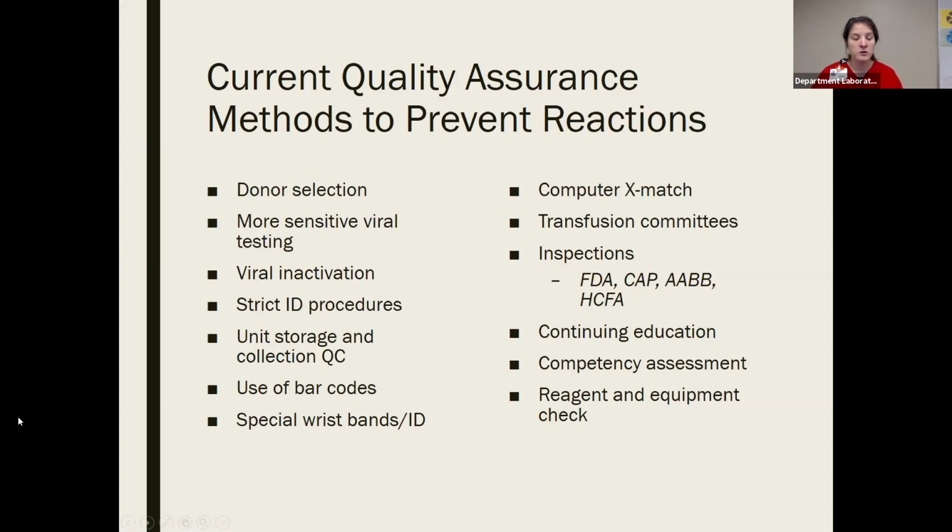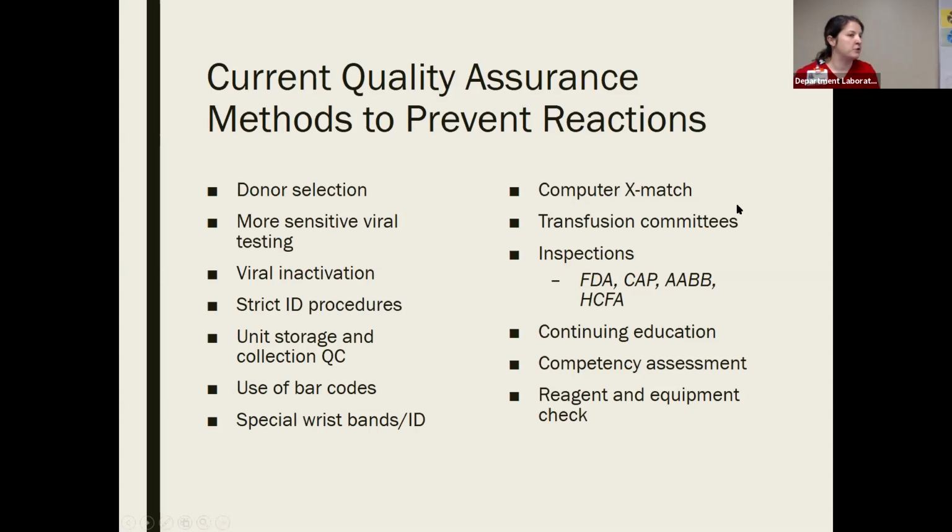Strict patient identification procedures, both on the donor side and on the recipient side as well. Maintaining your unit storage and collection process. Barcodes. Everything now on the hospital side is barcoded. Your units are barcoded. Patient identification is barcoded. So that has really helped reduce the amount of clerical errors. Special wristbands, again, that's your patient ID. Computer cross matches. Computers have helped as well, because you load your blood product inventory into your system, and then the system knows, based on your patient ABO, if those units are compatible or not. There are a lot of safety checks built in, and if anything doesn't match, the computer will stop you and not let you issue that unit, okay?